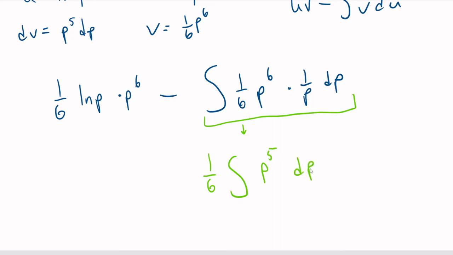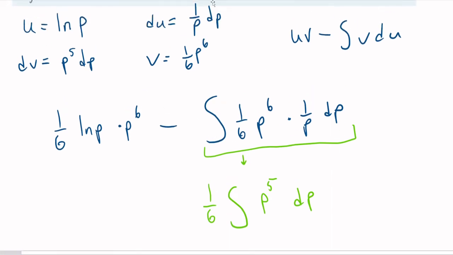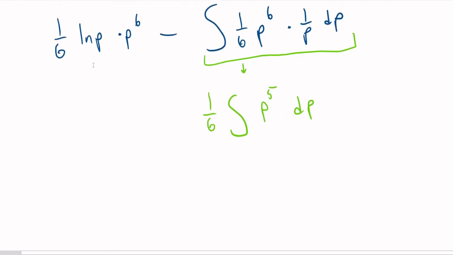And wow, look, that's simplified like crazy. I know how to do this. I actually already did this one, right? We've already done this. So don't think too much. If you've already done something like this, just redo it. So this is 1/6 times 1/6 p to the sixth plus c.